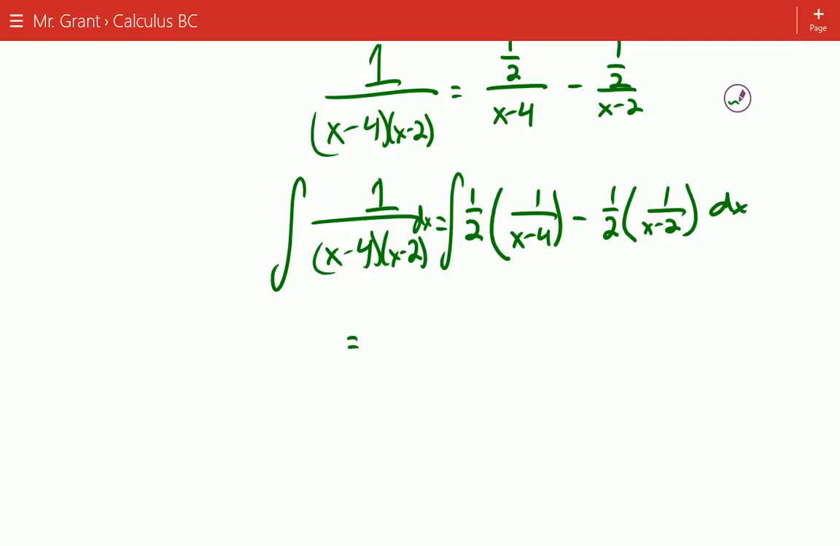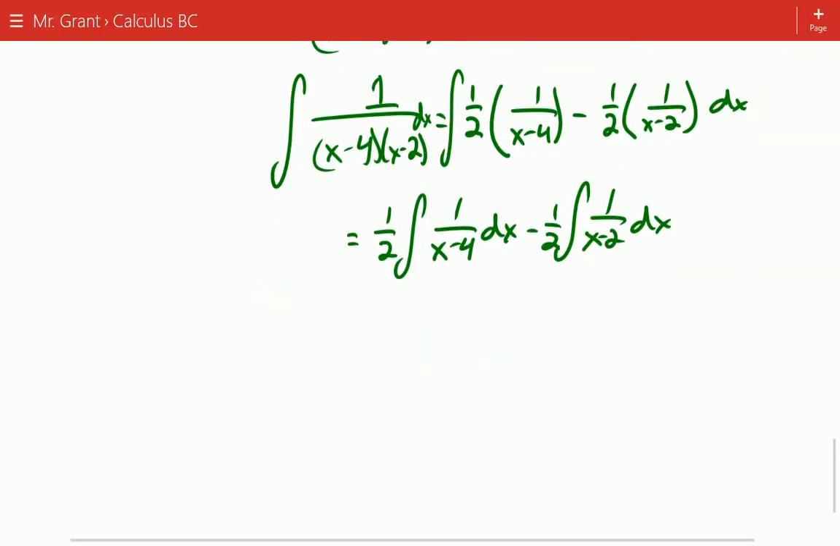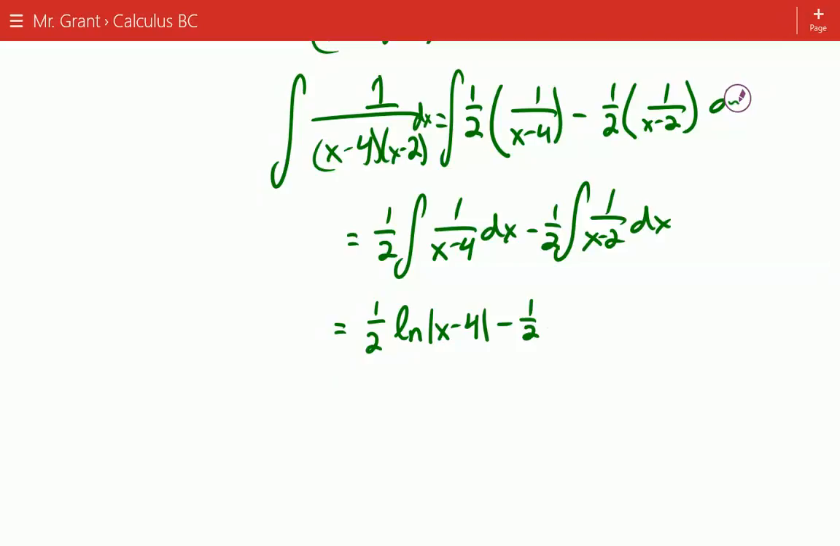Maybe we can separate this into two pieces. We find it's 1/2 integral 1 over x minus 4 dx minus 1/2 integral 1 over x minus 2 dx. Let's actually take the antiderivative now. It's that same pattern of natural log, and you'll find that natural log pops up in the vast majority of these cases too. But 1/2 times the natural log absolute value x minus 4 minus 1/2 natural log absolute value x minus 2. It's sometimes the case that you'll have to apply some log rules here, so this is good practice.